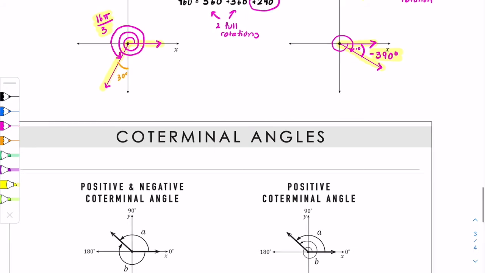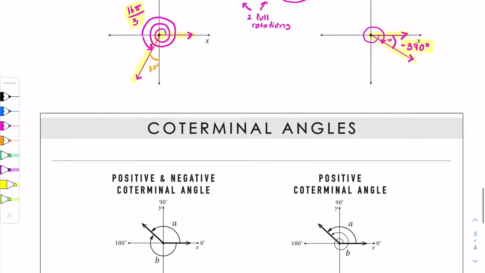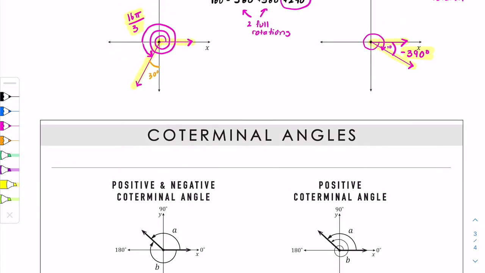All right, next we're looking at coterminal angles. Coterminal angles are two angles that have the same initial and terminal sides, but different angle measures.